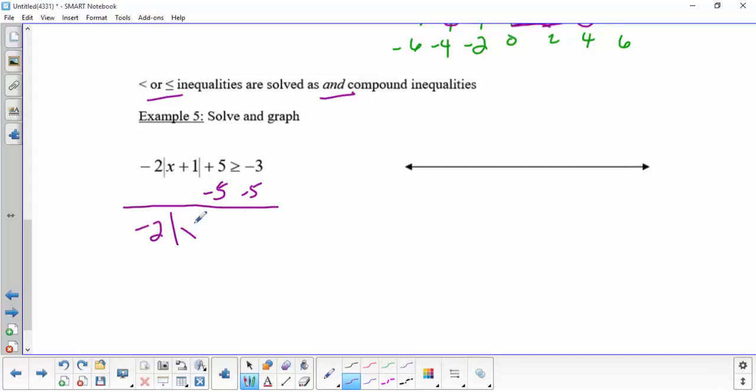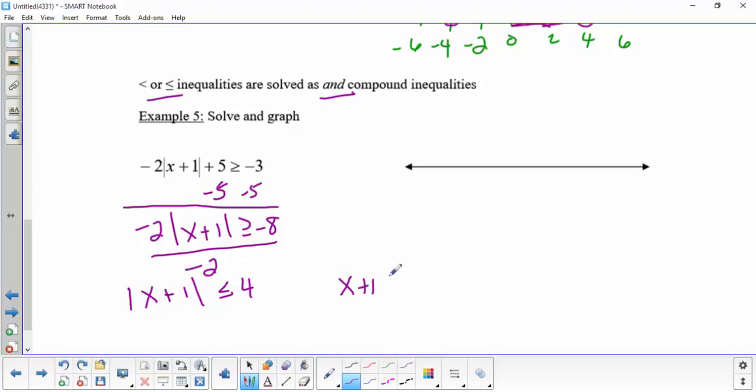So I get -2 times the absolute value of x plus 1 is greater than or equal to -8. Now, to continue isolating the absolute value, I have to divide both sides by -2. In doing so, I get the absolute value of x plus 1 is less than or equal to, I divided by a negative, so I have to reverse the sign, 4. Now I write my two inequalities. X plus 1 is less than or equal to 4. I also get x plus 1 is greater than or equal to -4.